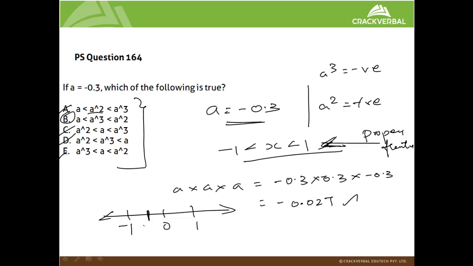So it's all about the number line here, right? In the negative, the number with the least magnitude would be the greatest value. 0.027 in magnitude is lesser, but 0.3 in magnitude is greater. But since it's a negative, minus 0.027 is greater, right? So answer has to be B. Hope this is clear.